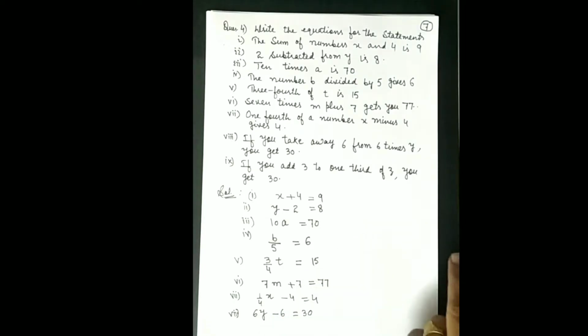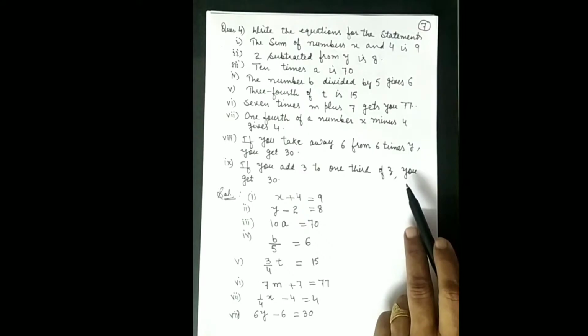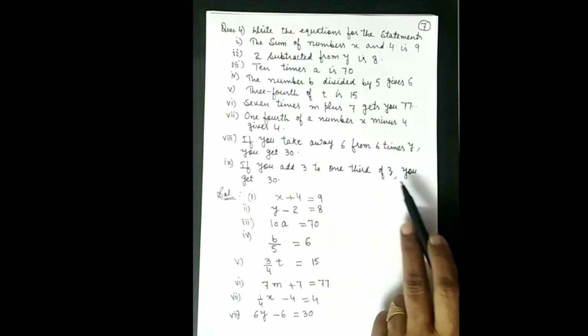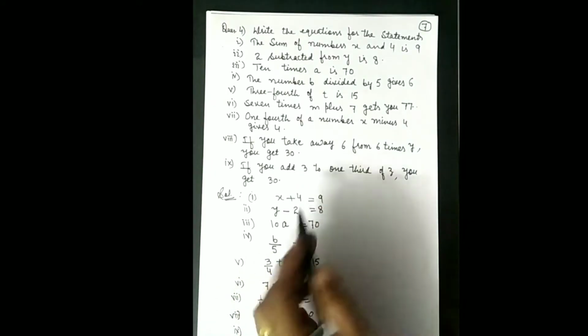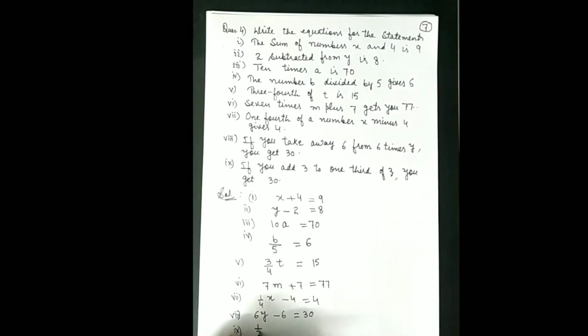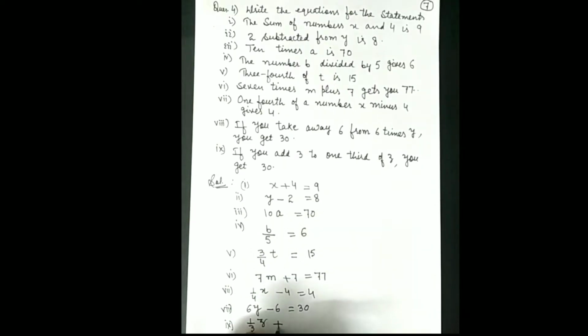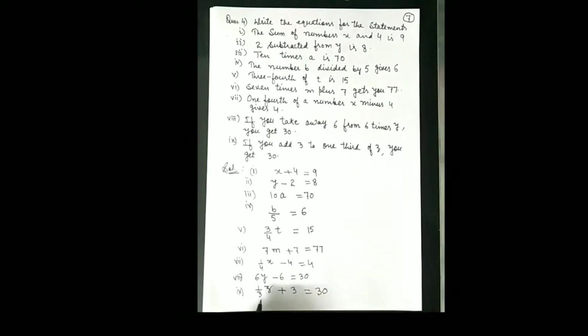Last, ninth part of this question: if you add 3 to 1/3 of z, the number z, you get 30. If you add 3 to which number? 1/3 of z. And what is 1/3 of z? It means 1 by 3 into z. Now add 3 to it, that is plus 3. You will get 30. This is your answer: 1/3 z plus 3 is equal to 30.